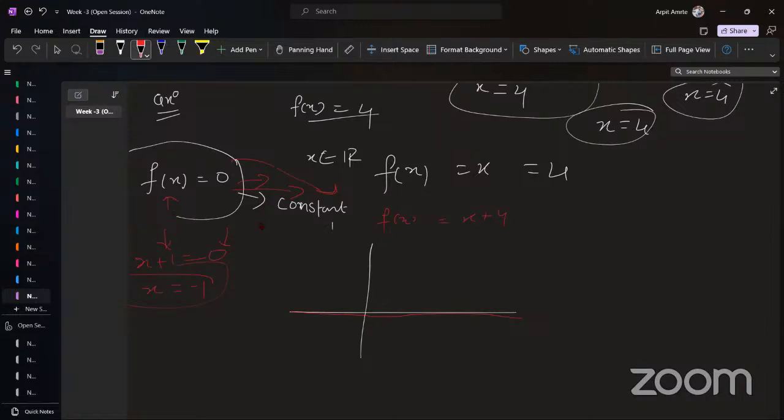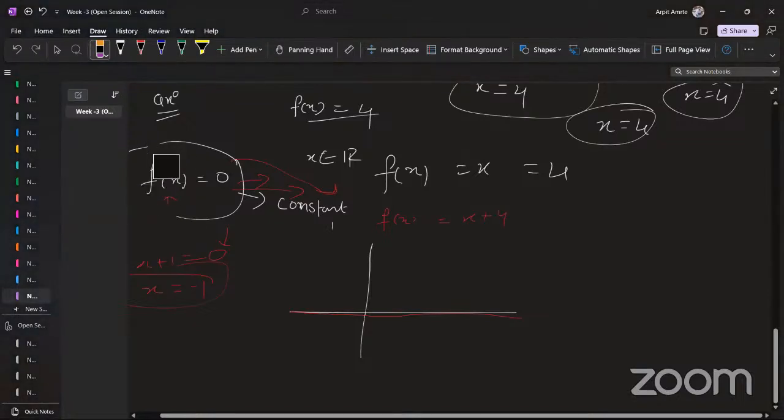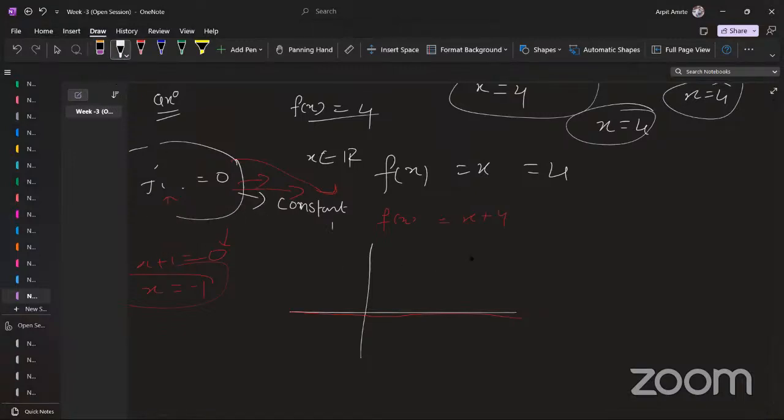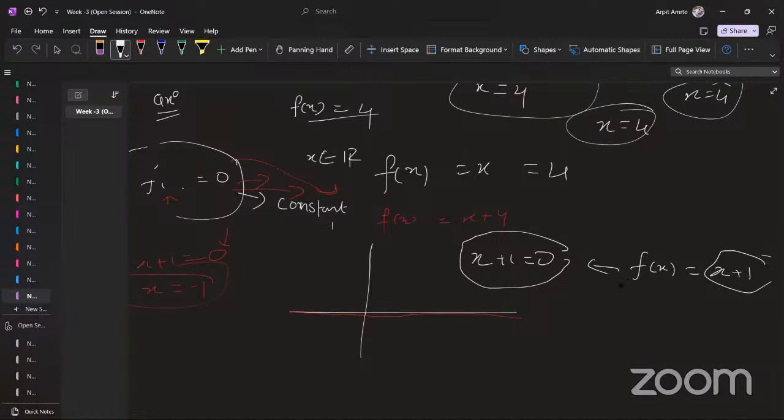I was also saying constant polynomial. Why are both different? Because here you have already defined a function, and that function you are equating to 0. In the case of x plus 1 equal to 0, you have already defined a function, f(x) equals x plus 1, and for this function you are finding the value for which it is equal to 0.